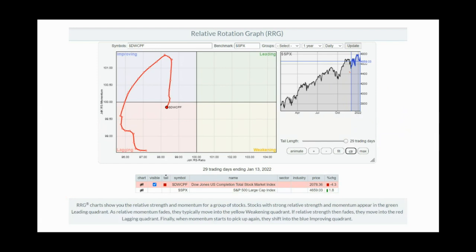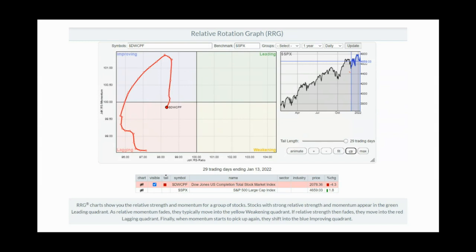You could put as many funds in here as you want, or stocks, ETFs, whatever you want. You do the first one, comma, the next one, comma, and you can have as many as you want in there. You can also do groups. So if you hit the groups drop down, it'll give you like the XLK is the tech index, and you can hit all the 11 sectors within there, and then all 11 of these will show up relative to the benchmark. So again, very interactive, very cool tool.